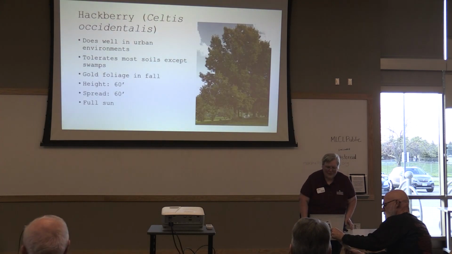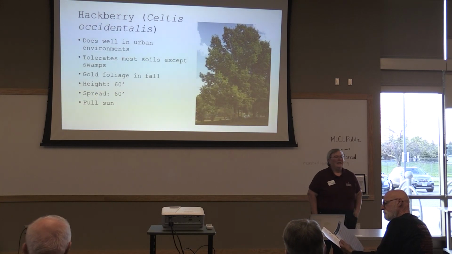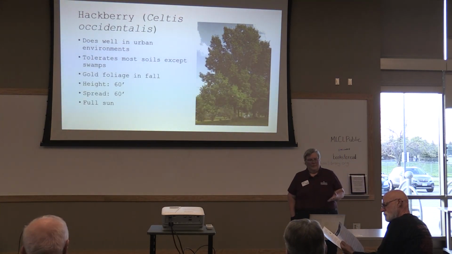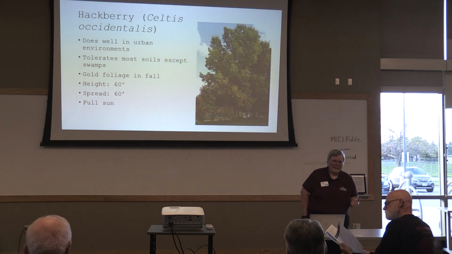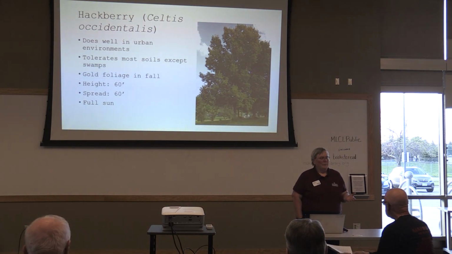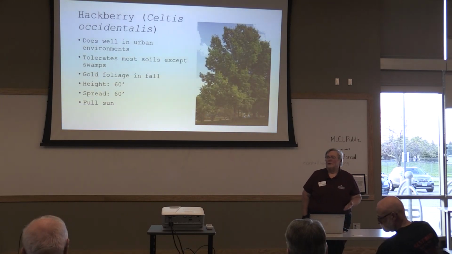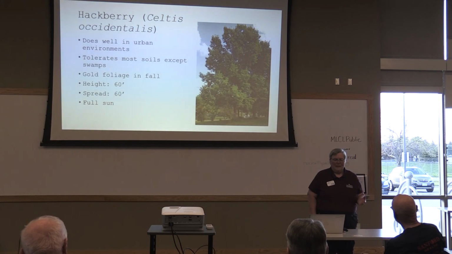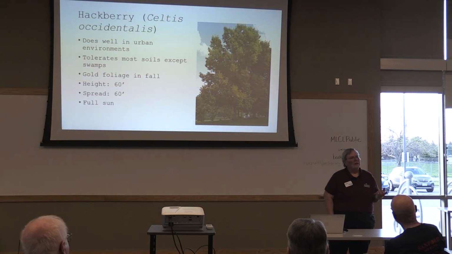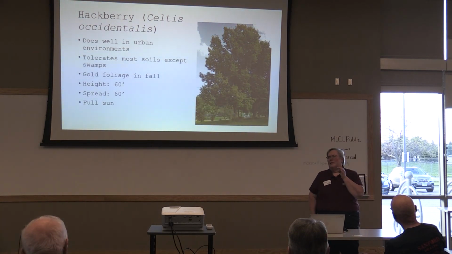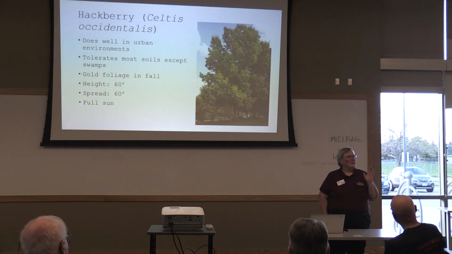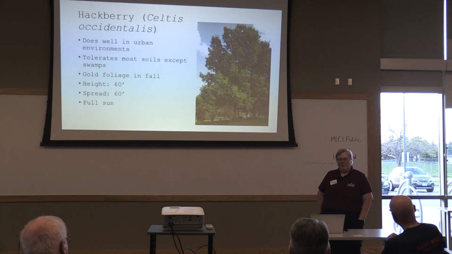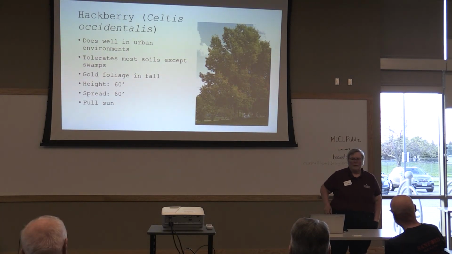So these are some trees that are really good, or could be really good, in your yard. Hackberry, Celtis occidentalis. It does well in an urban environment. It tolerates most soils except swamps, and hopefully none of you are living in swamps. It has a very gold color in the foliage in the fall. It has little berries. The birds love them. If you like birds, you like hackberries. It gets to 60 feet tall, can spread up to 60 feet wide, and it needs full sun. But it's a gorgeous tree.